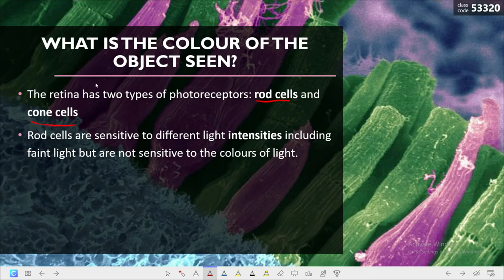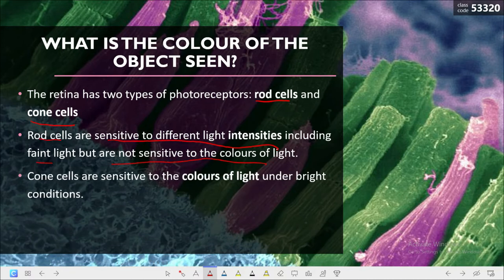The rod cells are sensitive to different light intensity, including faint light, but are not sensitive to the color of light. So the rod cells are only sensitive to the intensity of the light, while the cone cells are sensitive to the color of light under bright conditions.